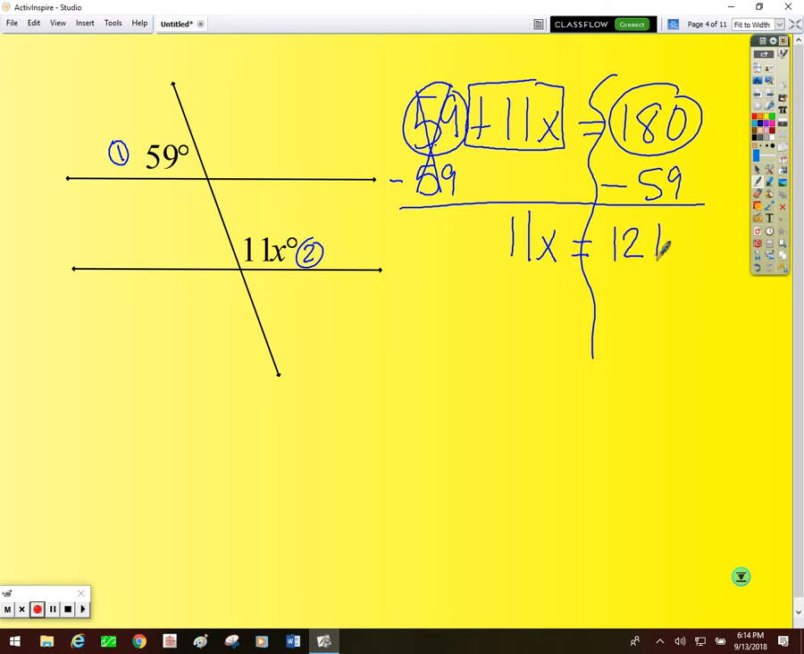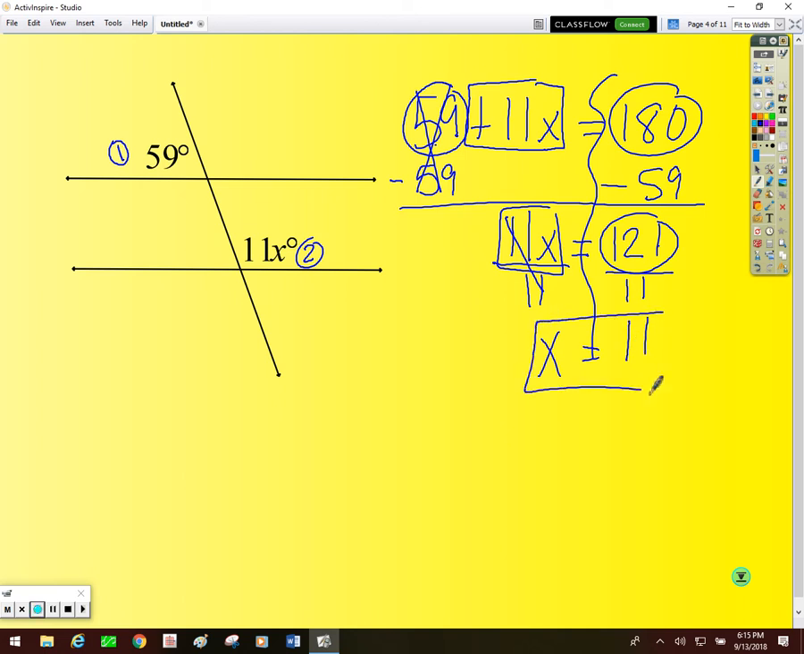121. Now we have accomplished our goal so far of separating variables from numbers: variables on this side, numbers on this side. I'm not quite finished because I still have a number tied to this variable. It is being multiplied. What this is saying is 11 times some number will give me 121, and I want to know what that is. To undo multiplication, I'm going to divide. This goes away, and I'm left with x is equal to 121 divided by 11, which is 11. So this is my actual value for x. To find out this actual angle measurement right here, all I'm going to do is take out this x.